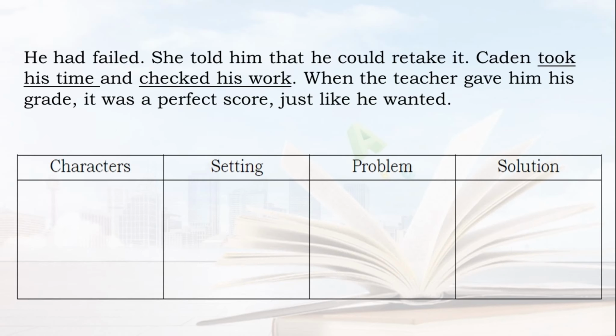He had failed. She told him that he could retake it. Caden took his time and checked his work. When the teacher gave him his grade, it was a perfect score, just like he wanted. Characters. Setting. Problem. Solution.